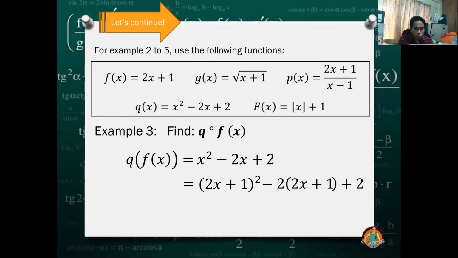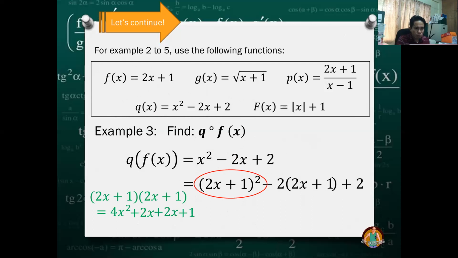Alright? Sige. So, simplify. So, 2x plus 1 squared. So, ano ibig sabihin nga ng squared? You will multiply the base by itself 2 times. So, magiging 2x plus 1 times 2x plus 1. Okay? So, we're going to use FOIL method na ginawa natin before. So, 2x times 2x will give us 4x squared. 2x times 1 will give us 2x. 1 times 2x will give us 2x. And 1 times 1 will give us 1.